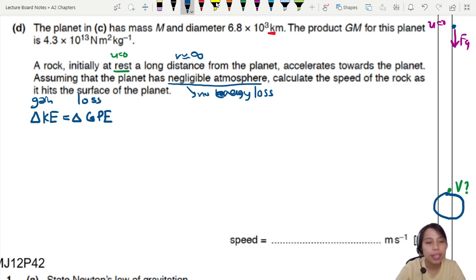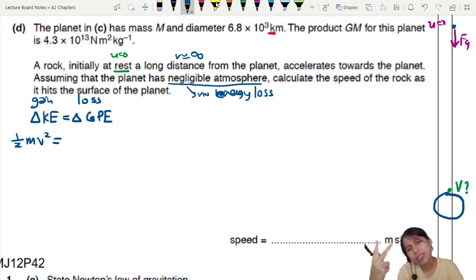So gaining kinetic energy, we take the larger one minus the smaller one: half mv squared minus half mu squared. But u is already 0, so this whole thing is 0. No need to write. No initial energy. So then, you think of the change in GPE.